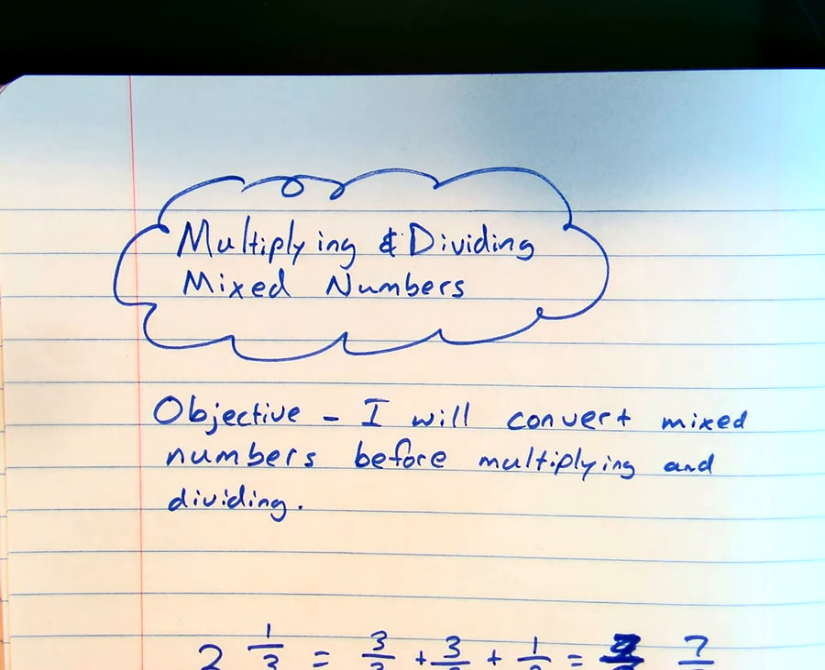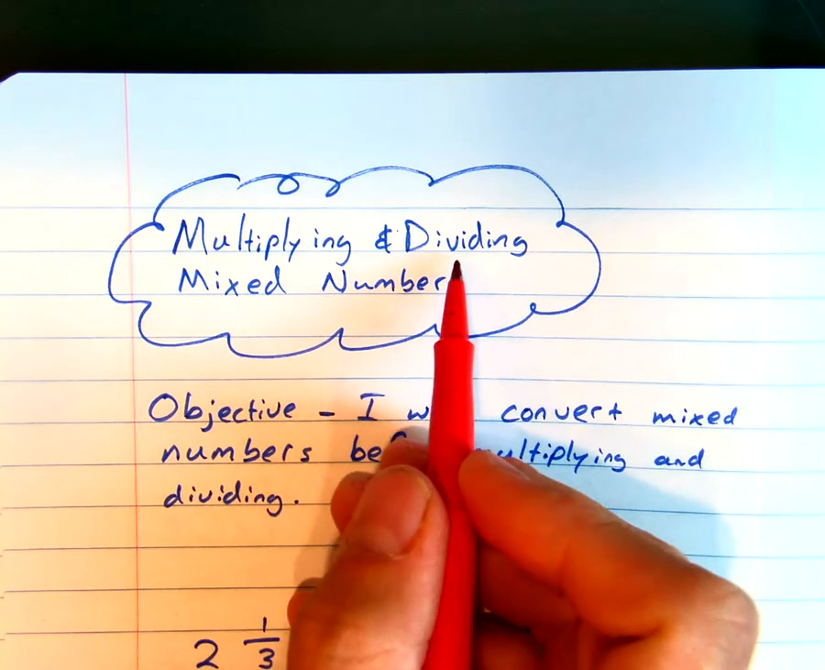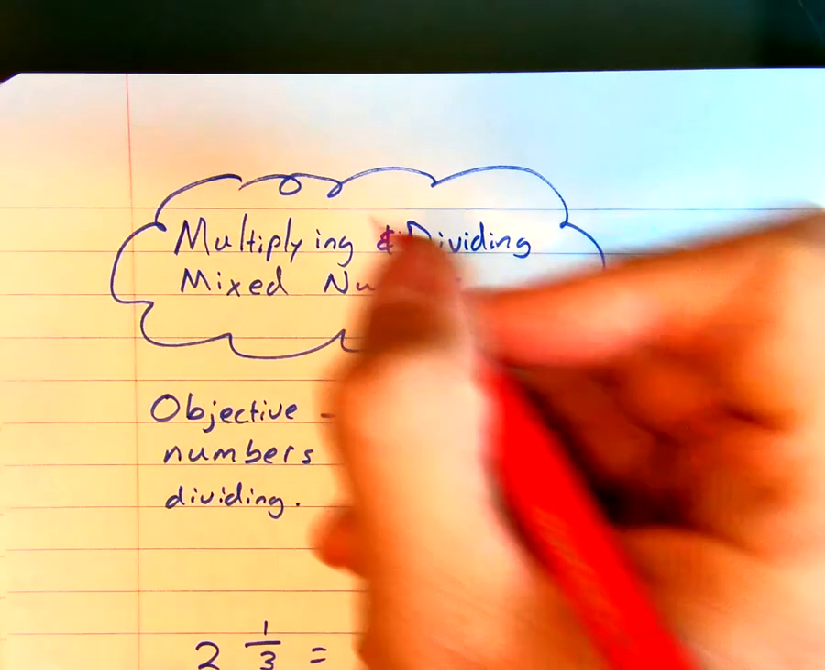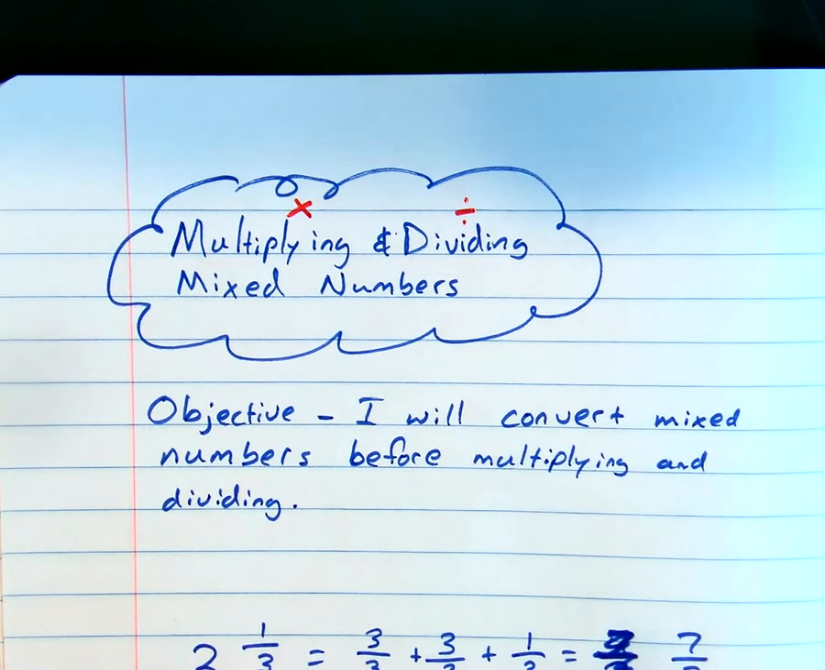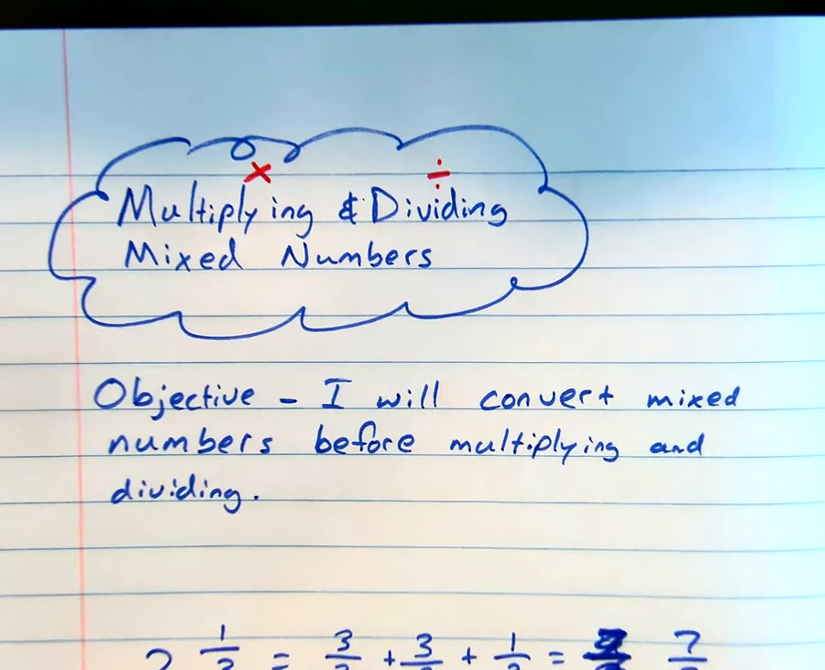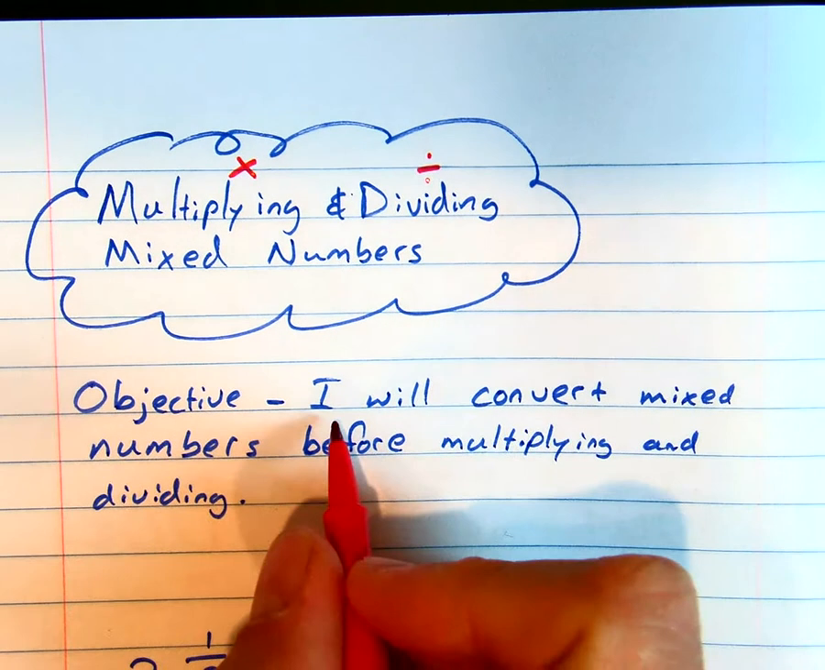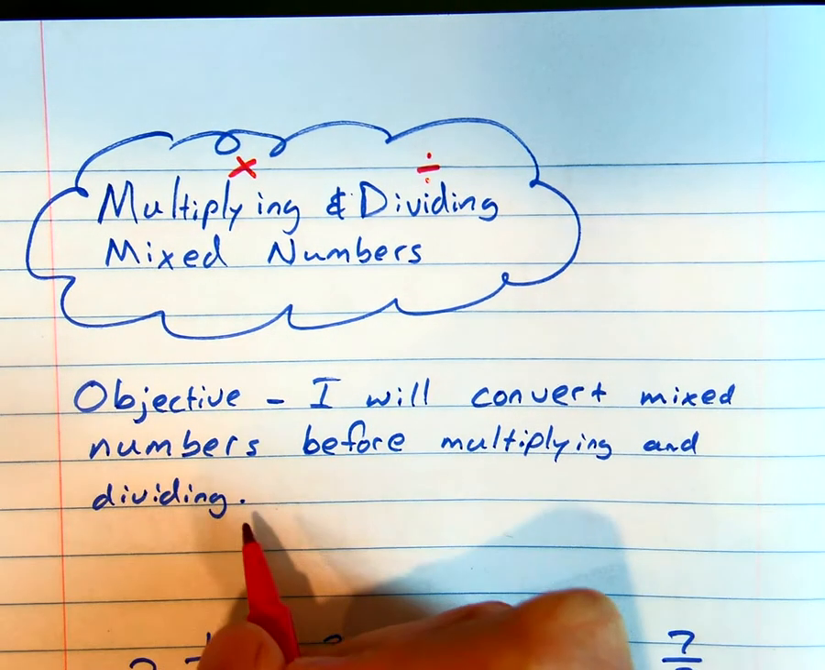We've got something very simple here. It is multiplying and dividing mixed numbers. I know they are separate operations, but they share a first step, and I wanted to do a quick overview. So let's take a look at our objective. I will convert mixed numbers before multiplying and dividing.